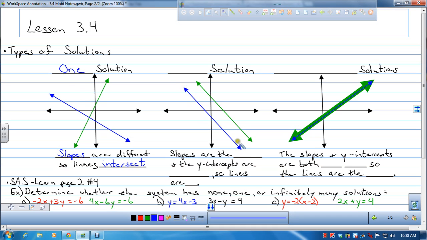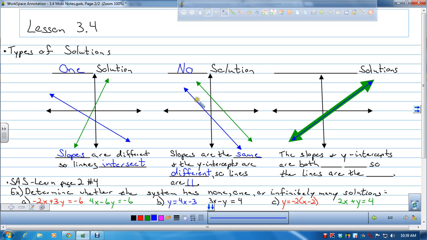Now, in the second case here, we've got lines where the slopes appear to be the same. However, the y-intercepts of these two lines are in fact different. So what can we say about those lines? Those lines are parallel. So will those two lines ever intersect? That answer would be no. Therefore, there will be no solution to the linear system of equations.